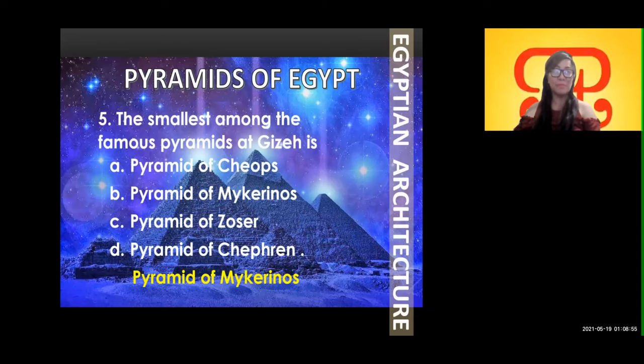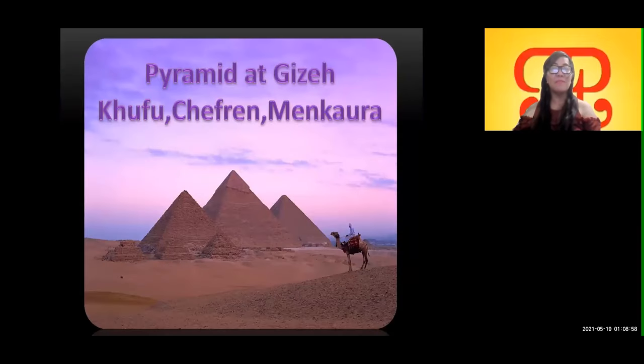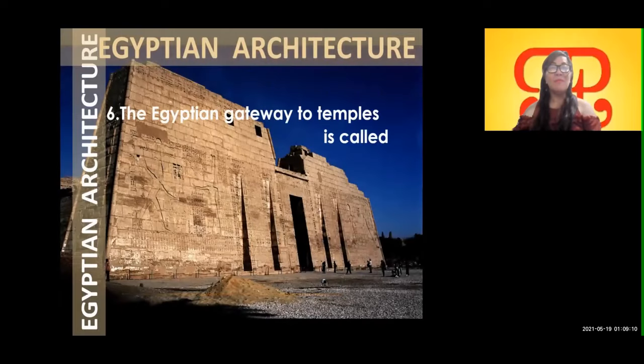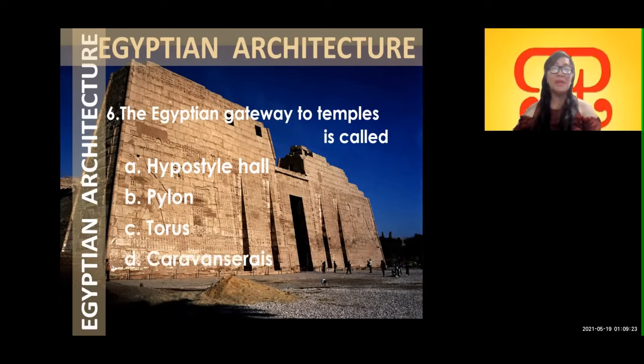Cairo, Egypt. Okay, this one is our Khufu, the tallest. The next is we have the Chefren. And the last one is we have the Menkaura or Mykerinos. Number 6, the Egyptian gateway to temples is called, is it A, hypostyle hall? Is it B, pylon? Is it C, torus? Or is it D, caravanserais? And the answer here is pylon. Yes.